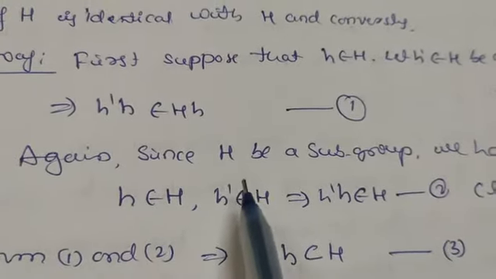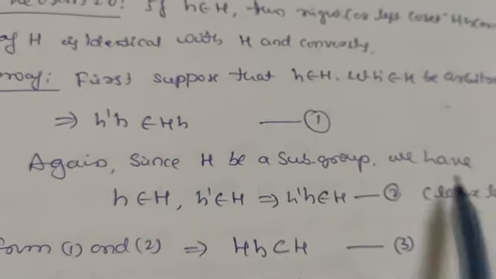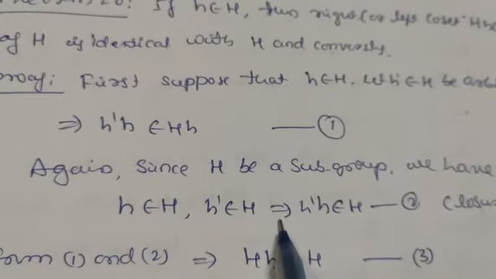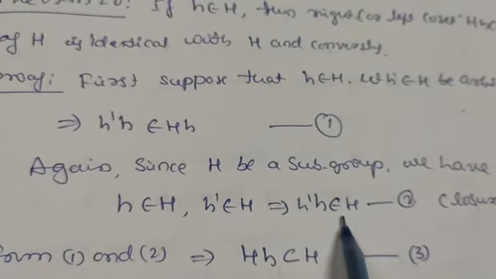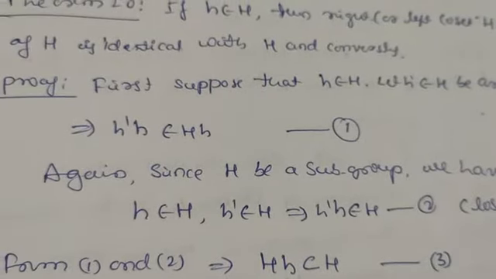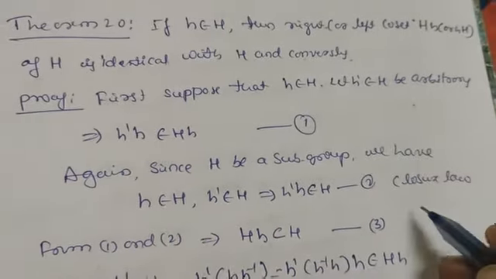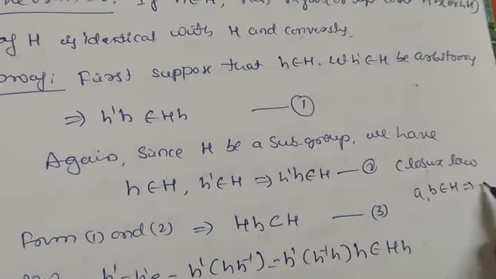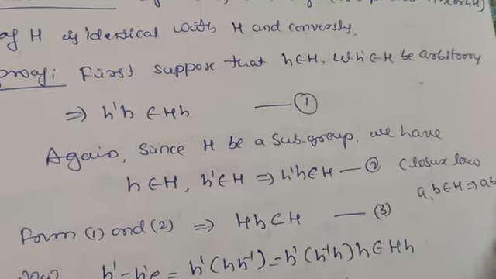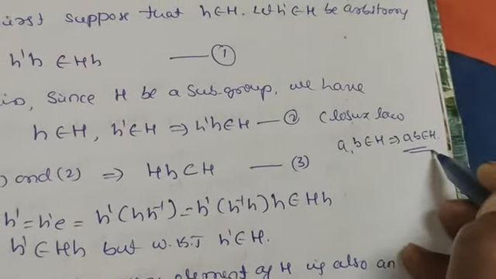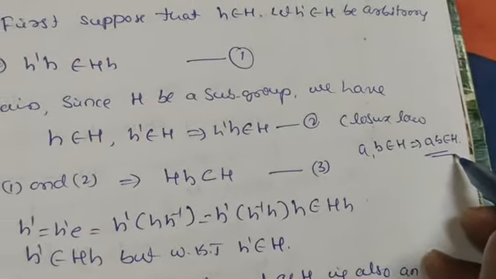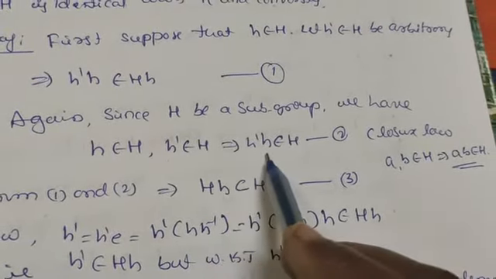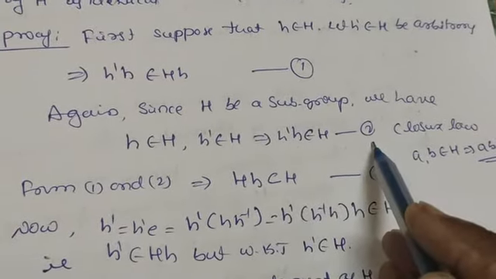Again, since H is a subgroup, we have h belongs to H, h' belongs to H, implies h' into h also belongs to H, because it is the closure law. We know in the closure law, if a, b belongs to H, then this implies a into b also belongs to H. This is the closure property under the binary operation multiplication. It is also the same: h and h' belong to H implies h' into h also belongs to H. Take this one as second equation.